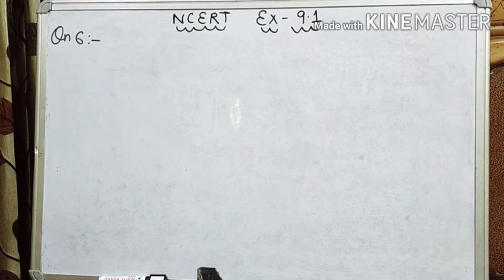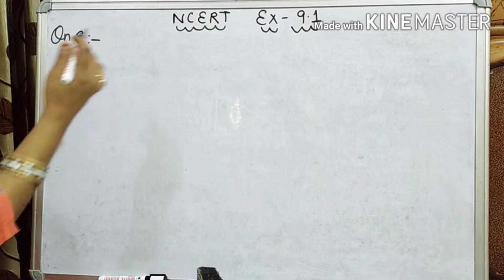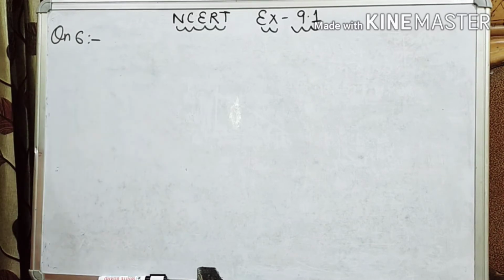Now my dear students, we'll do exercise 9.1 and from that we'll do question number 6. We are doing the chapter Heights and Distances, that means application of trigonometry. So today we are taking question number 6. In this question, what is given?